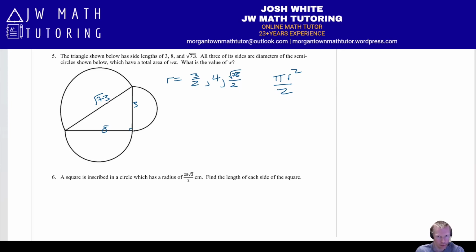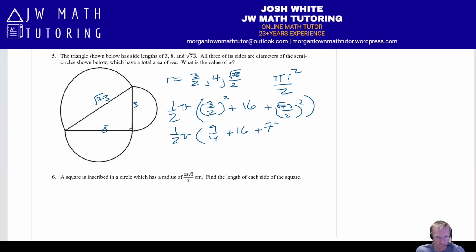So all I'm going to do, just to make the work a little bit easier, is take the 1/2 pi, or pi over 2, and move that out front. And then I'm going to go ahead and square the radius of each of these. So the 3/2 squared is 9 over 4, 4 squared is just 16, and then the root 73 over 2 quantity squared is just going to end up being, excuse me, 73 over 4. So you've got 1/2 times pi, you've got 9 over 4 plus 16 plus 73 over 4.